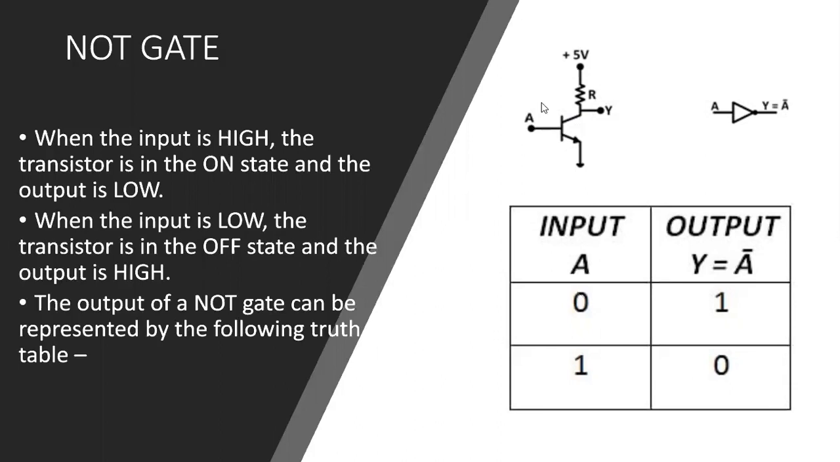If you give the low input to this transistor, the transistor becomes open circuited, hence there is no path for the supply to flow through this transistor. Hence, the supply will flow through the resistor to the output. Then the output becomes high. So for zero input, it will produce the high output. The same thing is mentioned in the working. And the logic symbol for this NOT gate is like this.